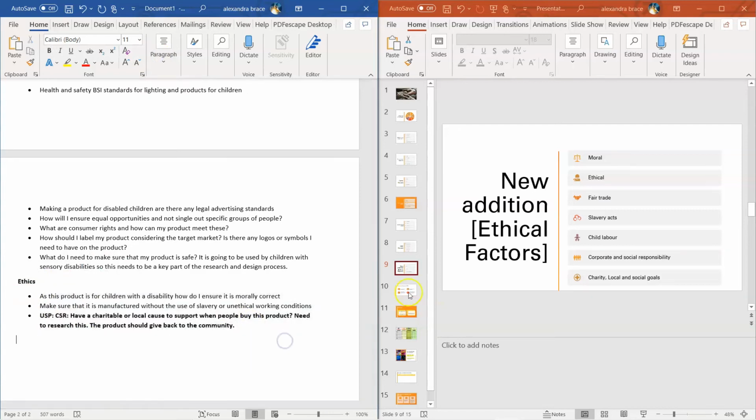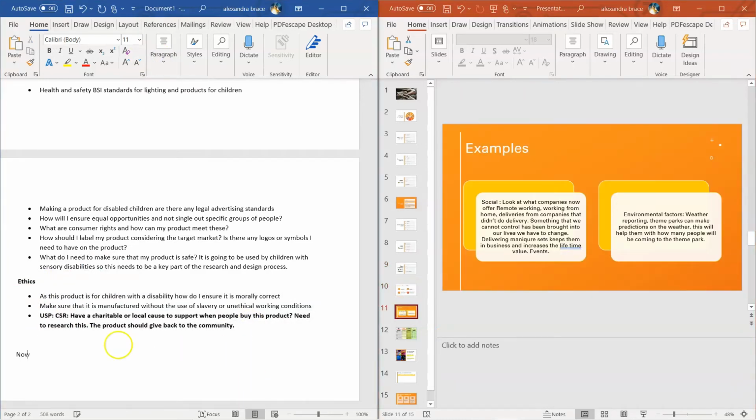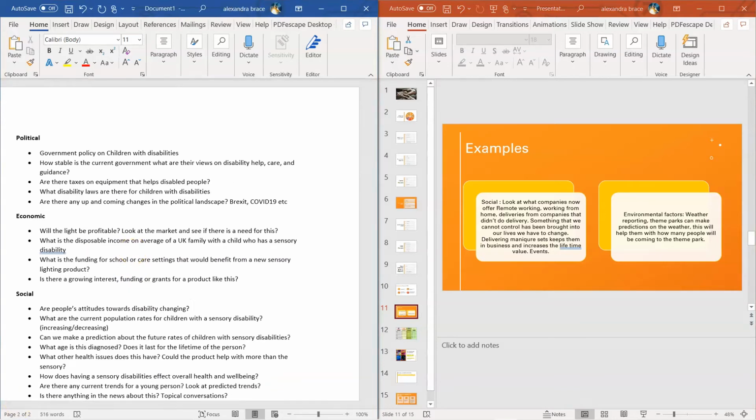So I've come up with these key questions that I would like to use to help me with my PESTELE analysis. I am now going to start answering these questions by looking at credible and reliable sources online. This will then help me form an overview of what my product is going to do moving forward.